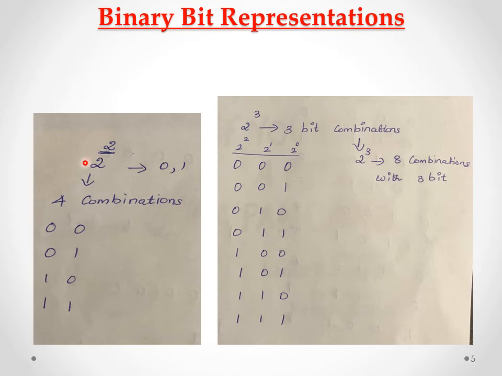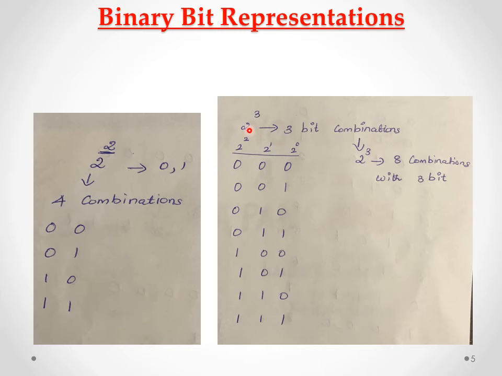For binary bit representations, we write 2 power 2. The 2 represents binary bits. One number we can write within how many bits. For example, 2 power 2 is equal to 4. So the binary bits 0 and 1 we can represent in 4 combinations. That is 00, 01, 10, 11.